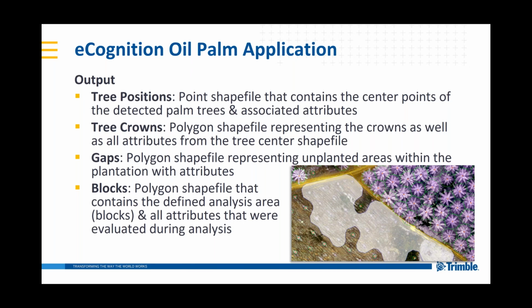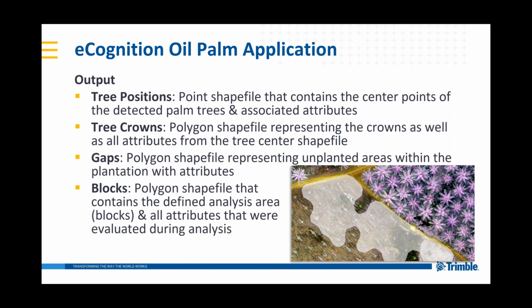New in eCognition 1.3, and we'll get into the details a little later, is gaps. As we can see in the screenshot in the lower right-hand corner of the slide here, it's a polygon, and it will represent unplanted areas within the plantation. And with this, we of course export attributes such as area, so that an operator knows how much land within their plantation is available for planting or may not be utilized to its fullest extent.